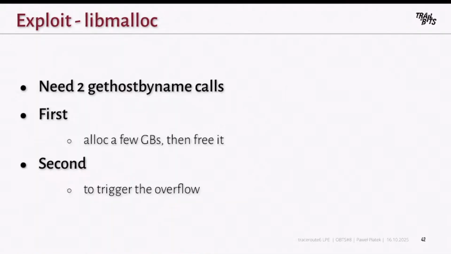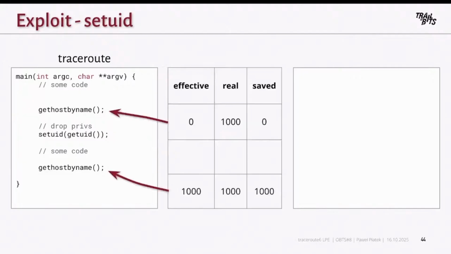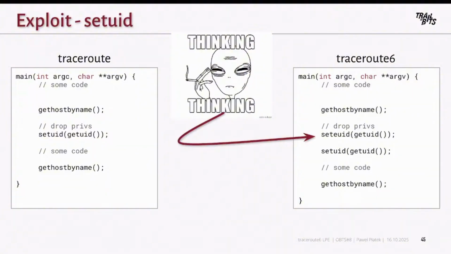Now, to do that on traceroute, we need traceroute to call gethostbyname 2 times, one to allocate all that data, then free it, the second time to trigger the overflow. The problem is that just after the first gethostbyname call, traceroute drops privileges, calling setuid. So I thought, bummer, no exploit for me. Then I took a look at traceroute6, however, and this is basically the same code, except for whatever reason it calls seteuid before calling setuid.